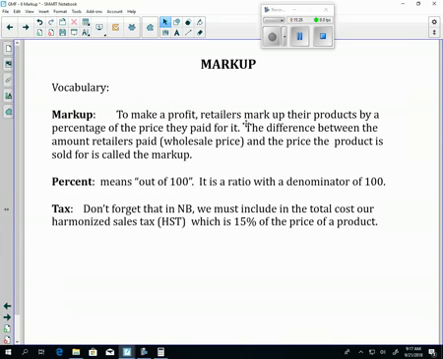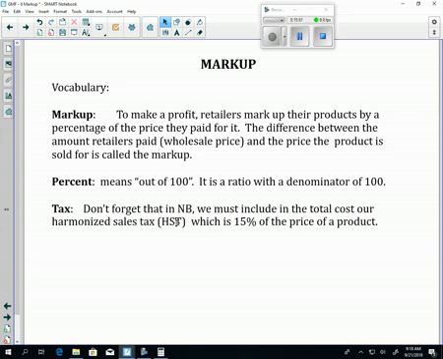So markup is the difference between what they pay, the wholesale price, and the price that is sold to you. The percent means out of 100, and the taxes. Now when we buy stuff, when you go to the cash register, they add on provincial tax and federal tax. They combine it.